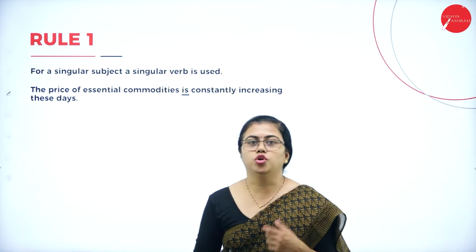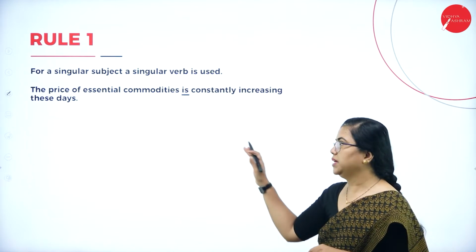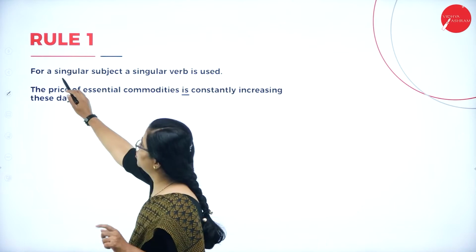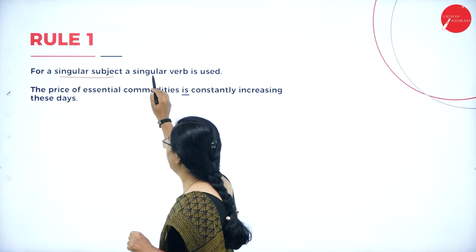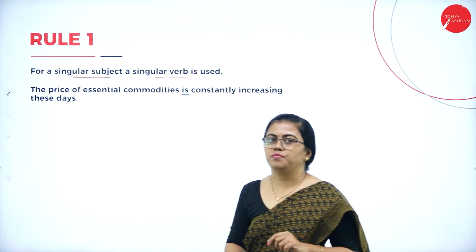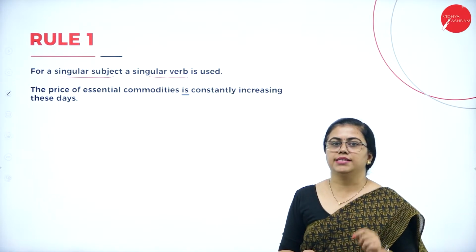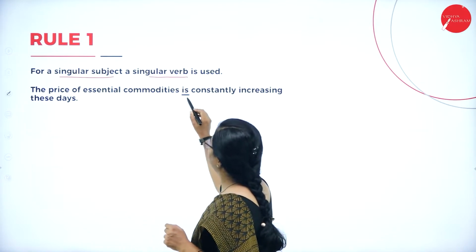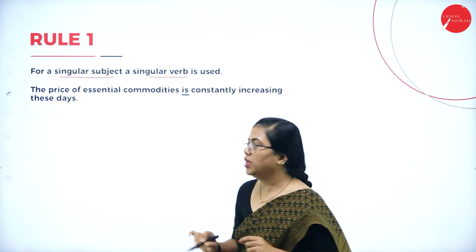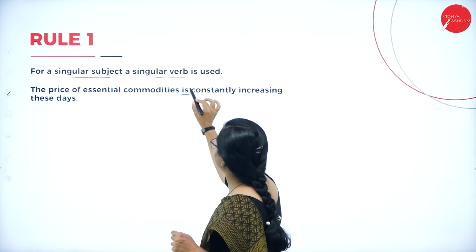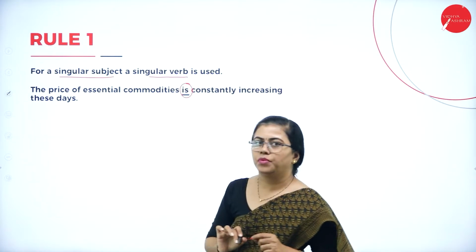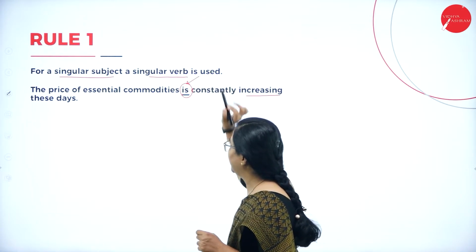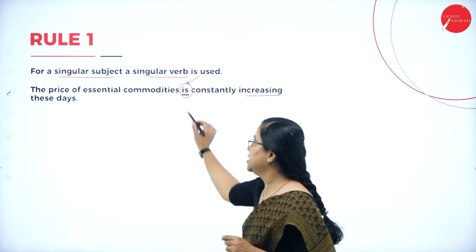Let us start from rule number 1. Subject and verb agreement, rule number 1. So here you should know that singular subject always has a singular verb with it. Singular subject always has a singular verb with it. So here you can see the price of essential commodities is constantly increasing. So here the verb I am using is increasing, but I'll consider this first. Okay, I am not considering the participle form. I am considering only the helping verb now. Okay, so this is singular.